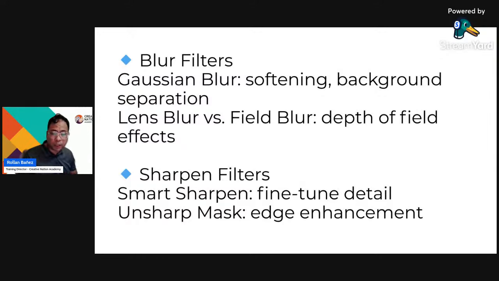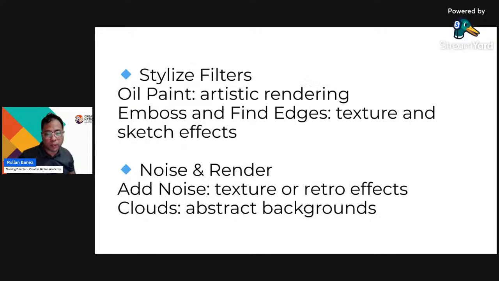In terms of sharpening, you have to use what we call smart sharpen. If you access it on filter, sharpen, and then smart sharpen, that will be great for you to add more fine-tuned details on your images. And unsharp mask is about adding more edge into your designs, actual edge on your Photoshop document.